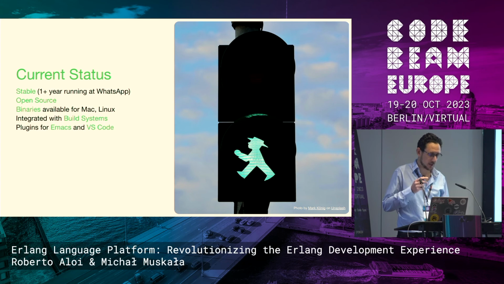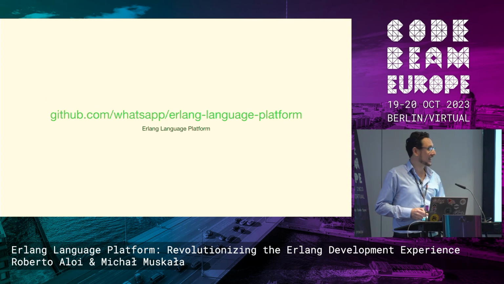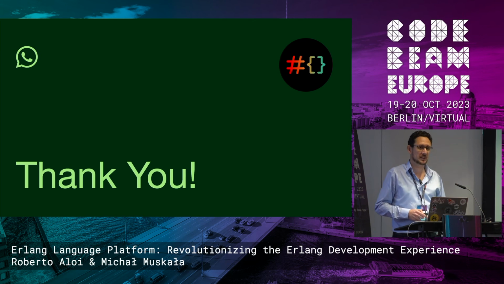We have plugins for Emacs through LSP mode and Eglot. We have a VS Code extension, which still needs some love because internally we use a separate extension, which has a lot more, so we still need to port some of the features. On the server side, everything is ready. On the client side, it might need some love, but that's where we are. Also, someone from this audience submitted a pull request yesterday for adding Neovim support. It's on GitHub under WhatsApp, Erlang Language Platform, and I think that's it.